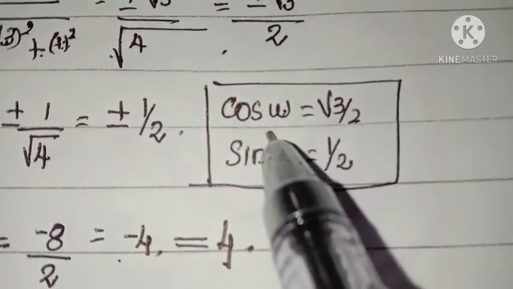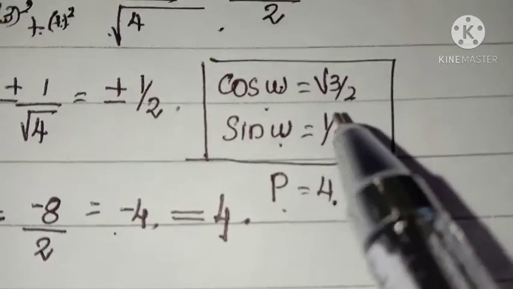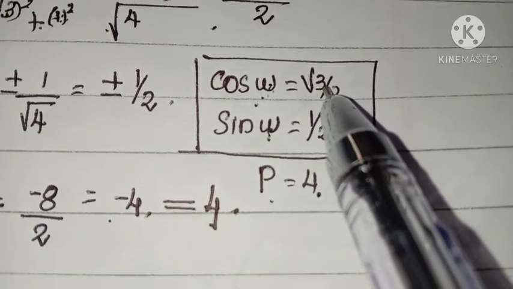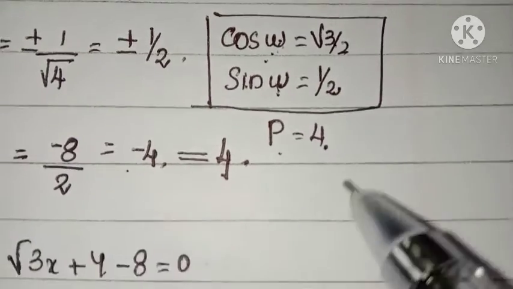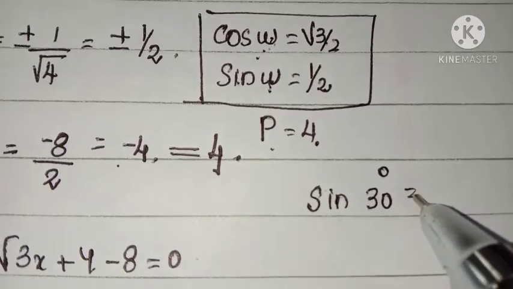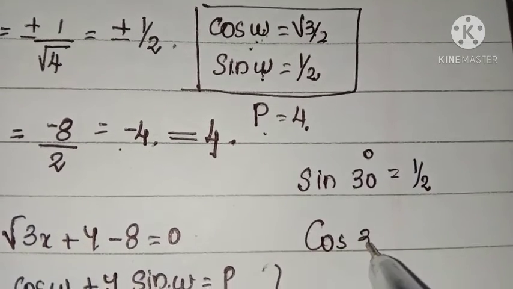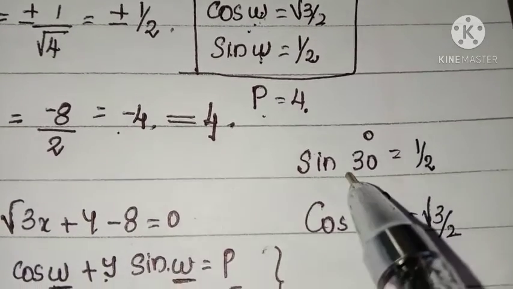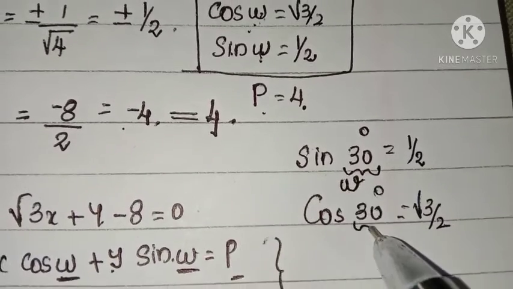Listen here, cos omega, sin omega. So from here, for what value of omega does cos become root 3 by 2 and sin become 1 by 2? What is sin 30 degree? Sin 30 degree equal to 1 by 2. What is cos 30 degree? Cos 30 degree equal to root 3 by 2. So this 30 degree is our omega.